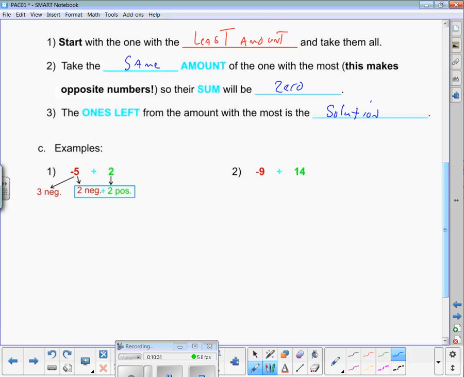So let me show you how we do it. Take a look at example 1 here on the left. So here's our problem. We have 5 negatives and we have 2 positives. Do you agree? Okay. So we have 5 negatives, we got 2 positives.